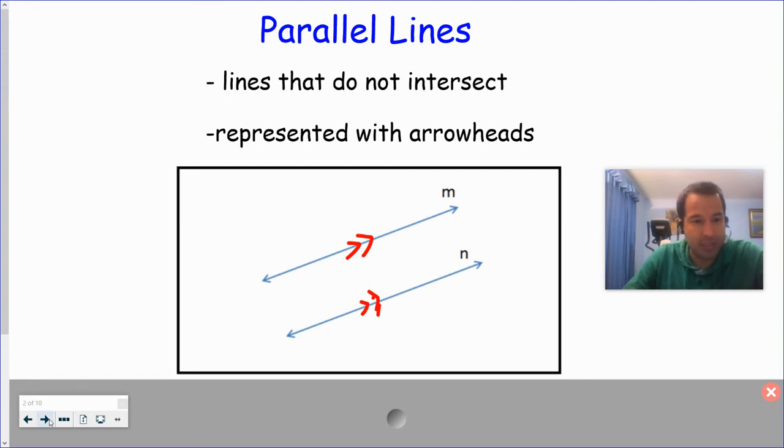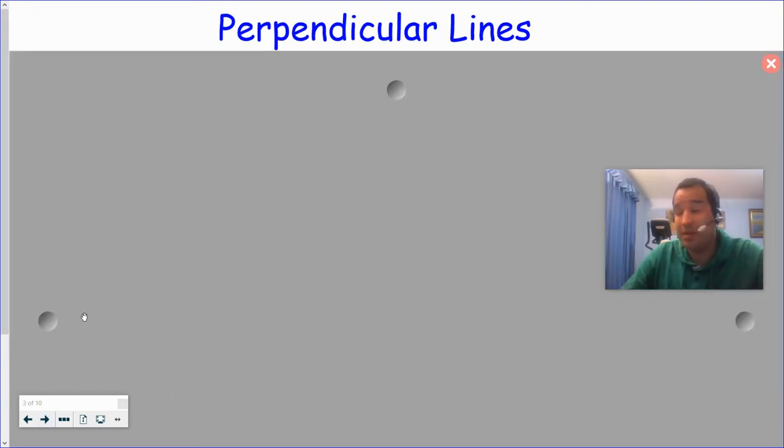Okay. Let's go to the next one. How about perpendicular lines? Now, before I show you, why don't you go ahead and draw me a sketch of what perpendicular lines should be like, and we'll see if you're right. Well, perpendicular lines, write those down. Make sure you spell that correctly. Okay.